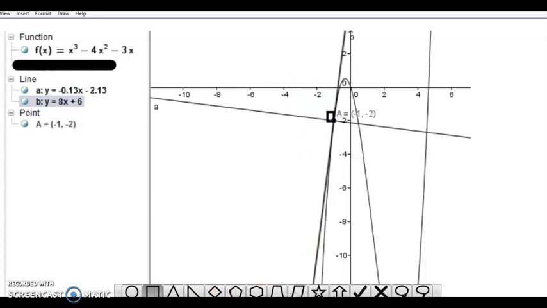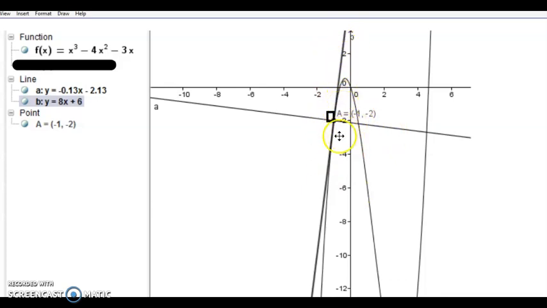So this line, the gradient will be the inverse of this one, the reciprocal of this one, and the sign must change. So 8x plus 6. I must check whether it is a tangent to the function. It touches the function at one point and one point only.